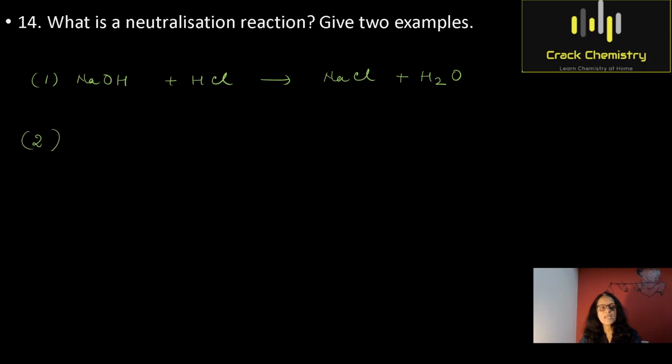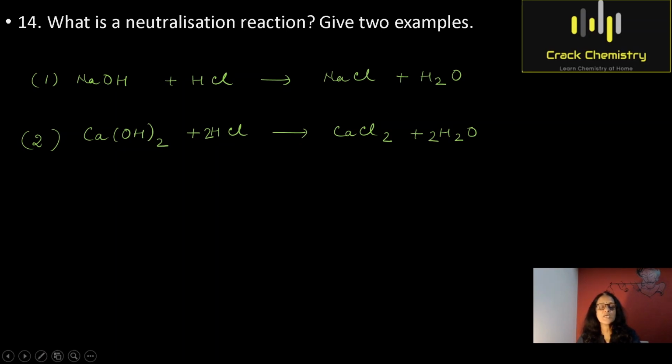In the second example, I can take another base and acid. So this time I am taking calcium hydroxide. Students, calcium hydroxide is a mild base. Its formula is Ca(OH)2. When calcium hydroxide combines with an acid like HCl, the products formed will be salt and water. Salt formed here is calcium chloride. Its formula is CaCl2, plus water will also be formed along with salt, which is calcium chloride. So you can see that this is our balanced chemical equation. Ca(OH)2 plus 2HCl. The products formed are CaCl2 plus 2H2O.